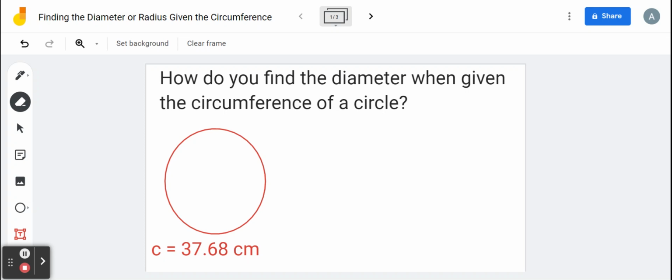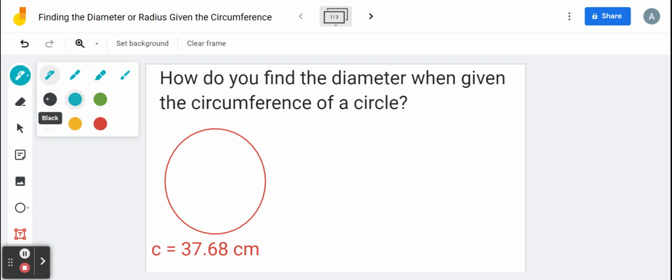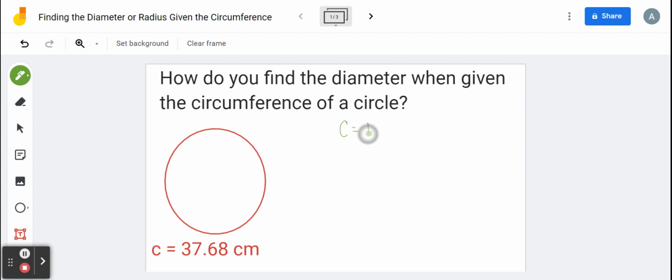In this video, we're going to figure out how to find the diameter and the radius when given the circumference. And this can be a little challenging, so if you need to pause and rewind, please feel free to do so. But the first thing that we need to remember is the formula. The formula of finding the circumference is circumference equals pi times d, which is the diameter.